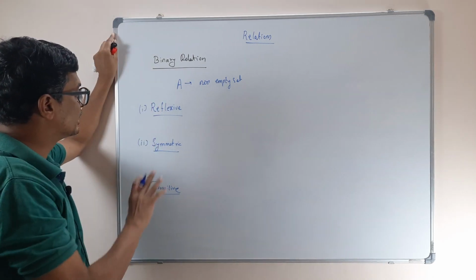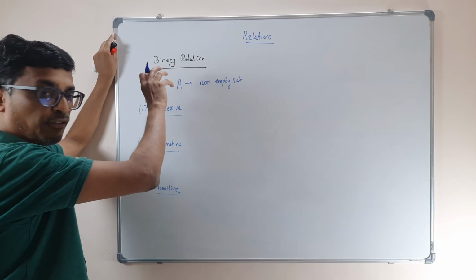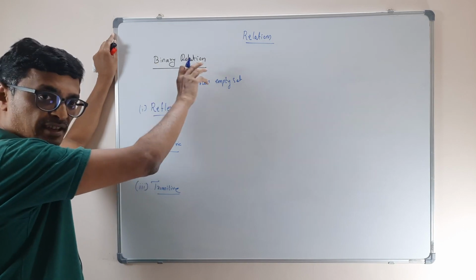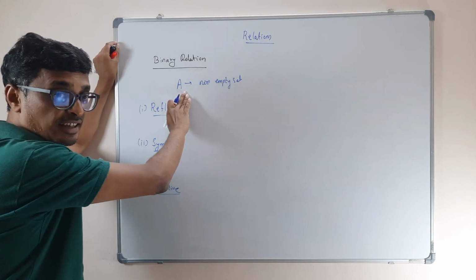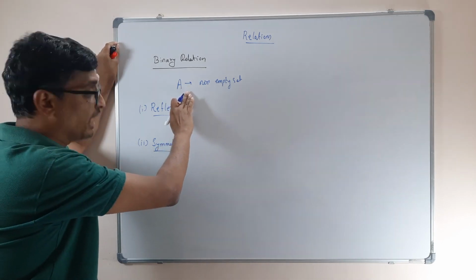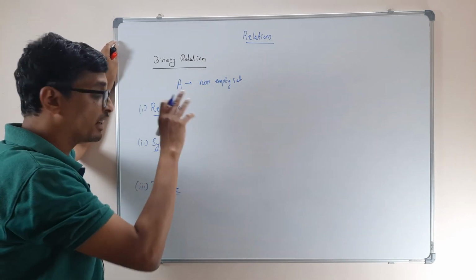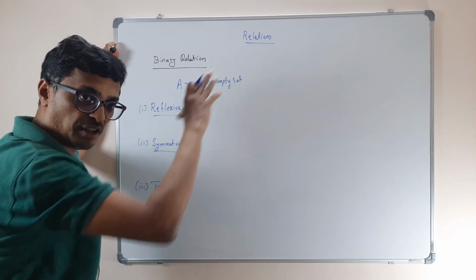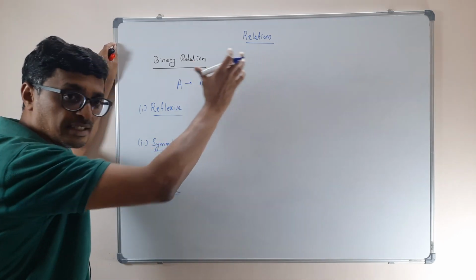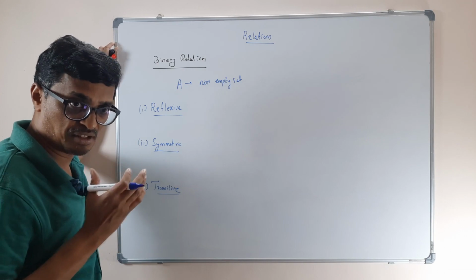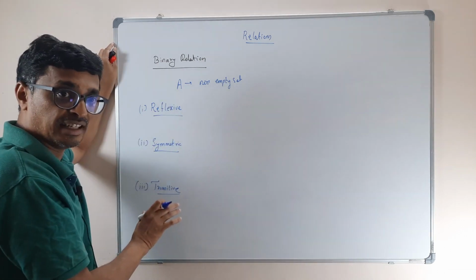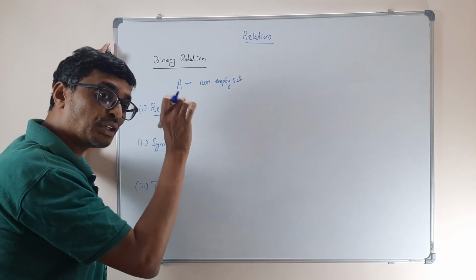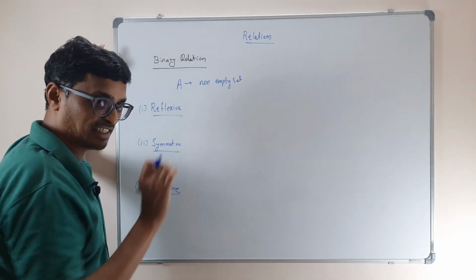What we mean by this is, we have a set A, which is a non-empty set. Then you can create a binary relation with that set itself. The binary relation will be a subset of A cross A. Now you have created one such binary relation.